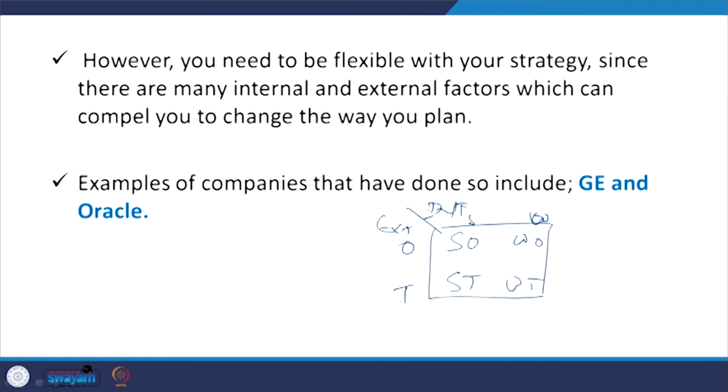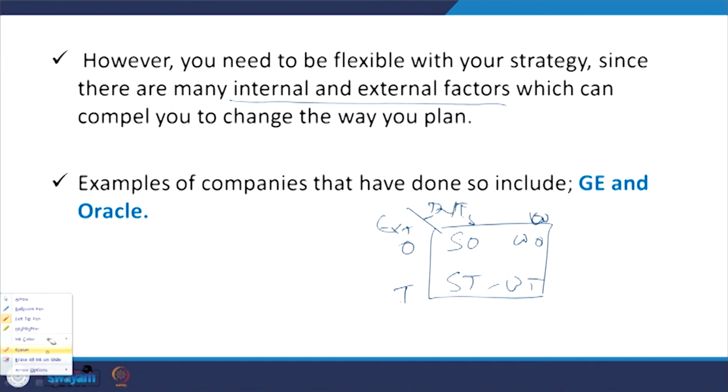So in that case you will find these internal factors. Internal factors are the employees; external factors are the government rules, regulations, customer demand, customer needs, social changes, economic changes, technological changes. So therefore this keeps on changing, and you have to see the combination. There are many internal and external factors which can compel you to change the way you plan. Whatever you plan may require a change.